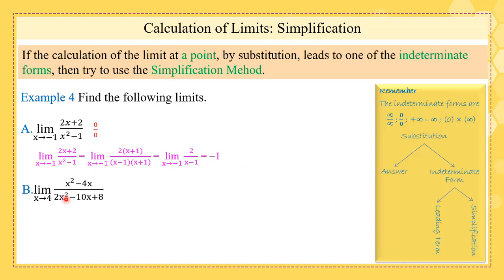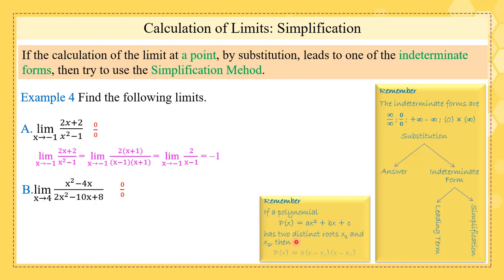So when x tends to 4 here, we also get 0 over 0. Because x tends to a point, we try to use the simplification method. Now here, I'd like you to remember the factorization of a second degree polynomial. If the second degree polynomial has two distinct roots, x1 and x2, then its factorized form is a into x minus x1 into x minus x2.